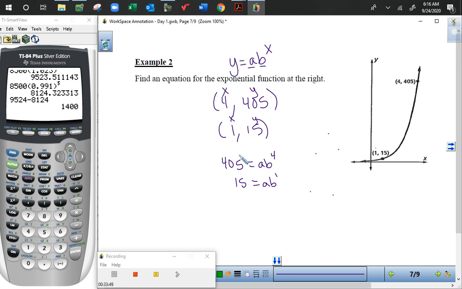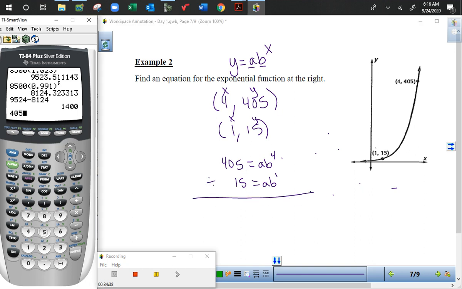Because of how this is set up, the a value is always to the 1st power, so it's easiest to eliminate those. But to eliminate them, we actually have to divide these equations, because a divided by a would get rid of it, instead of adding or subtracting like we did with lines. That's why I had you write the higher number first, because when we're dividing, we want to put that bigger number on top. So we're going to divide this straight down.